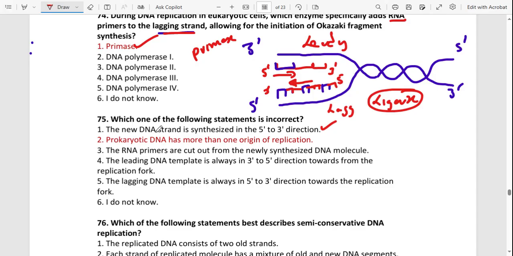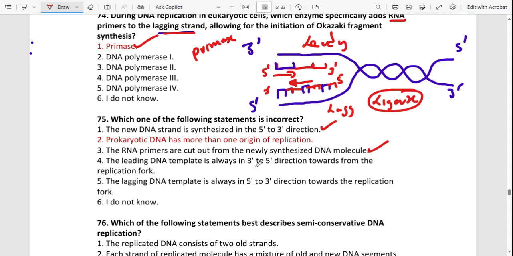2. Prokaryotic DNA has more than one origin of replication. So in prokaryotes, they have only one origin of replication. It is eukaryotes that have more than one. The RNA primers are cut out from the newly synthesized DNA molecule. Is that true? Yes, that is what happens. RNA primers will be cut off from the new strand that you formed because they are RNA and you are forming DNA.